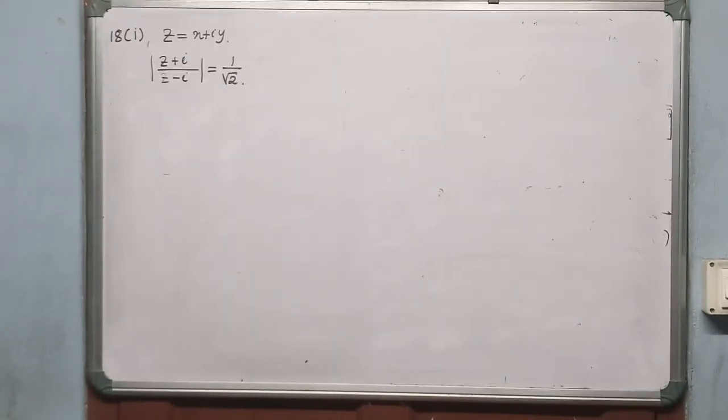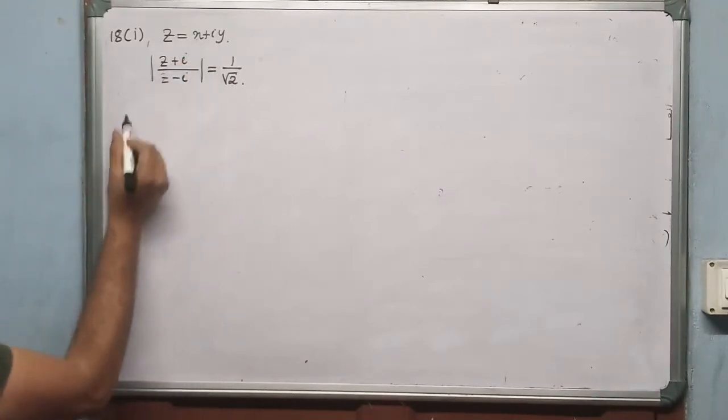The next question is question number 18, the application of locus. Given the complex number z equals x plus iy, and the relation modulus of (z plus i) over (z minus i) is equal to 1 by root 2. Find the locus of this complex number.